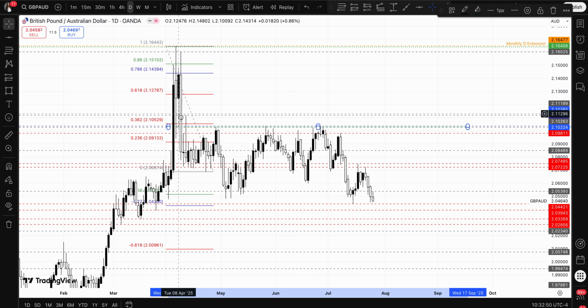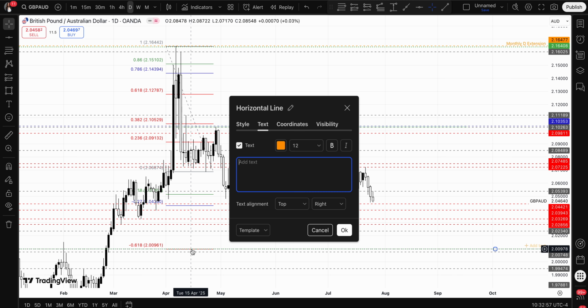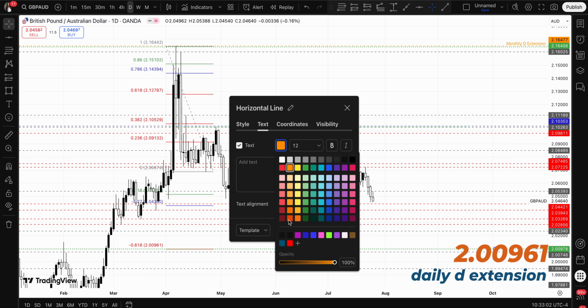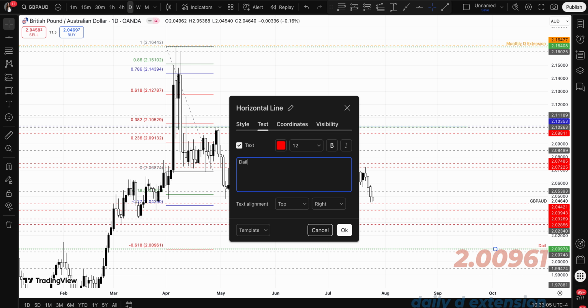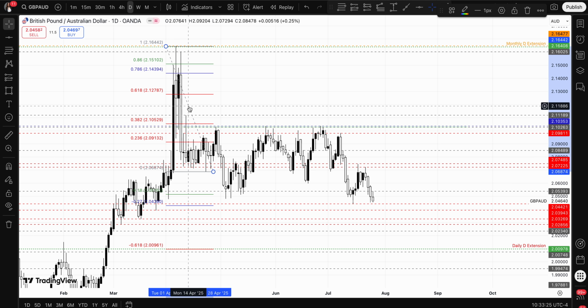So now what I'm interested in, I want to mark off my D extension to the downside. My D extension to the downside puts me just before 4-hour support at 2.00961. So I'm going to change this to my daily color. We'll call it our daily D extension. It's already our green. This is the North Star. This is what we're working to from where price currently is. So now I'm interested in measuring to the downside. There's no reason for me to be looking to the upside. I'm looking to the downside now. So I'm going to delete this.